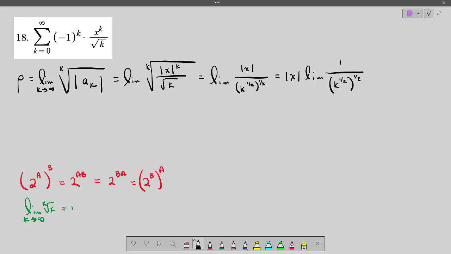And that limit, remember one of the superpowers for the limit is that it can move through continuous functions. The square root function is continuous. So we can imagine this limit drilling through the square root and coming into here. And the limit of the kth root of k is 1, and 1 to the 1/2 is 1, and 1 divided by 1 is 1. So this will all be absolute x times 1, which of course is just absolute value of x.